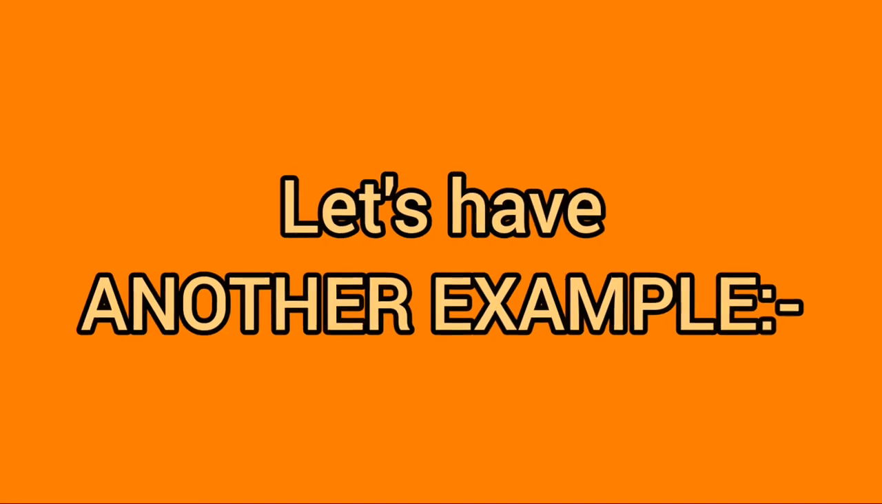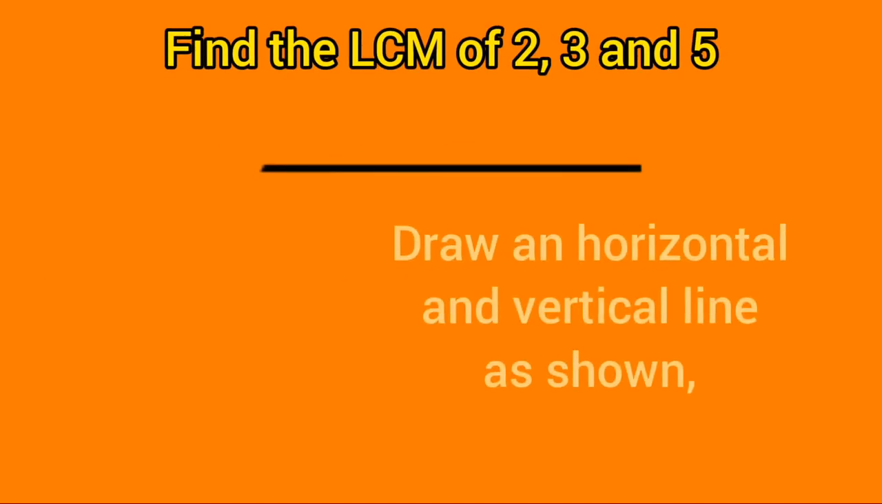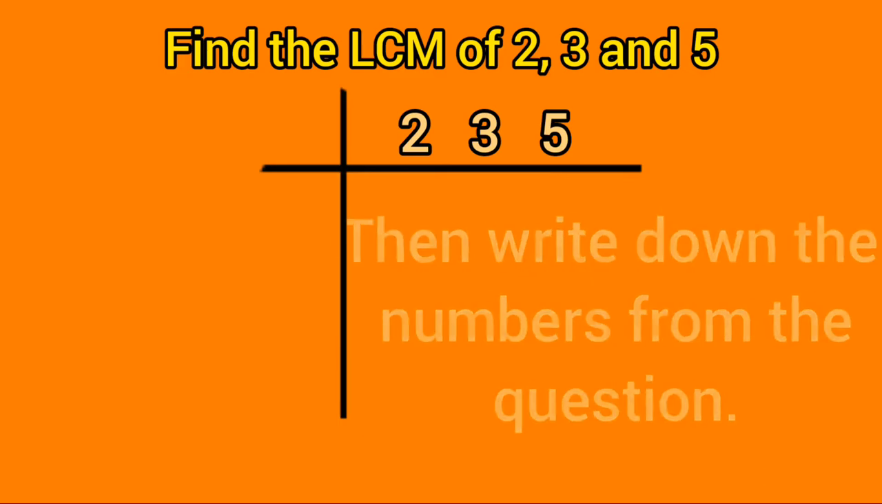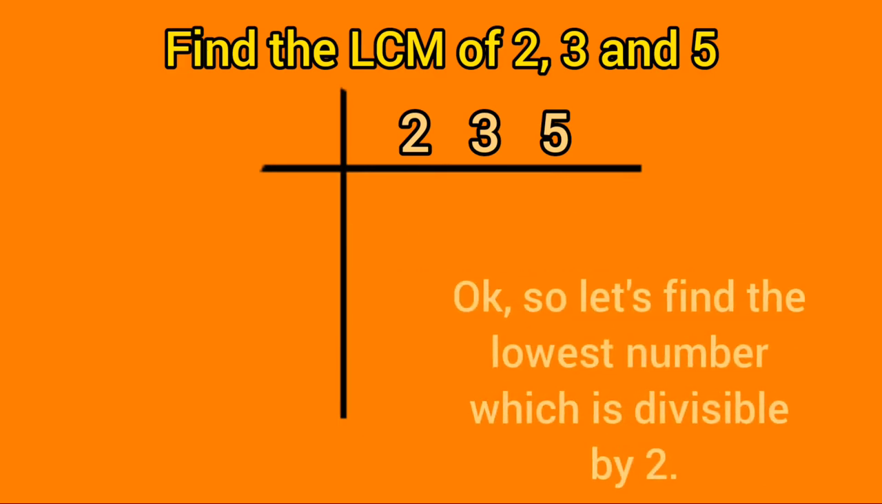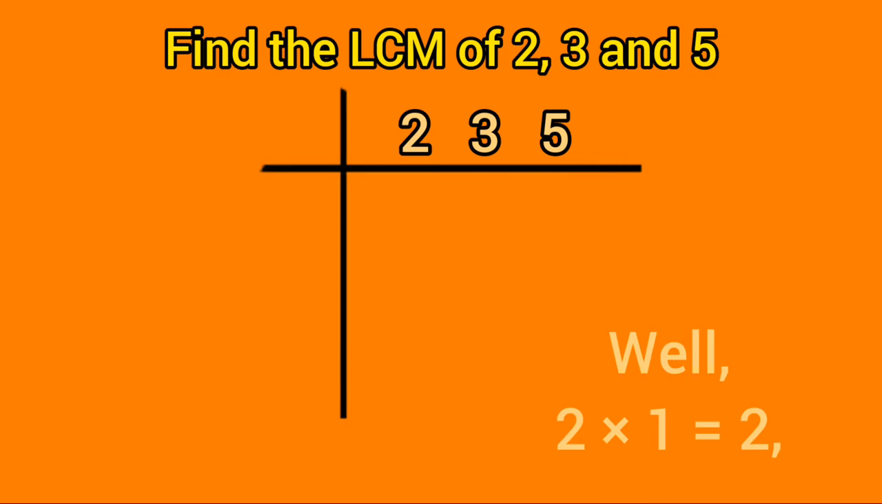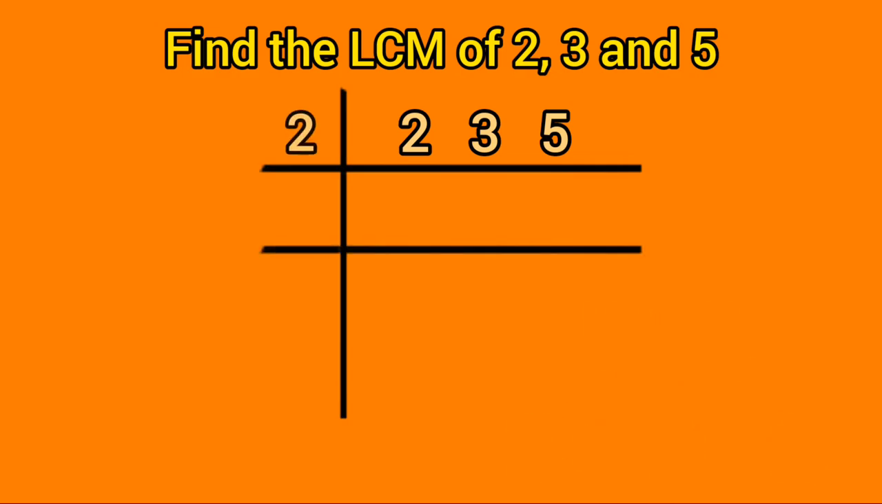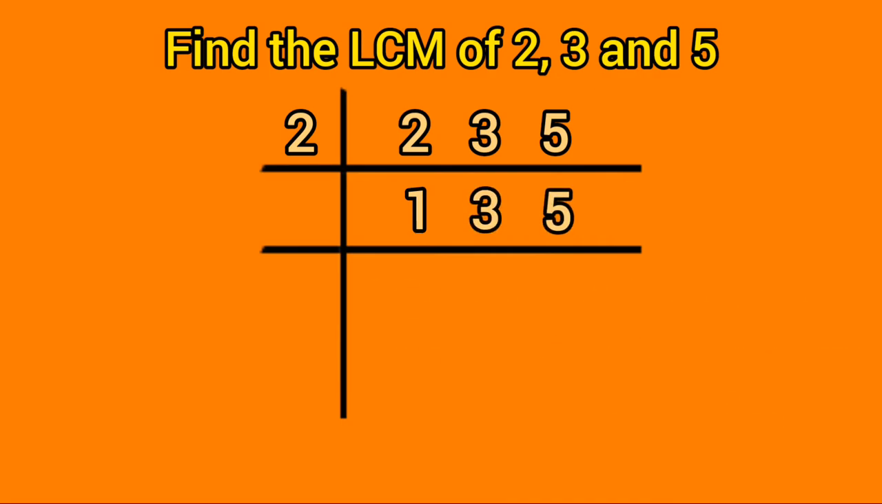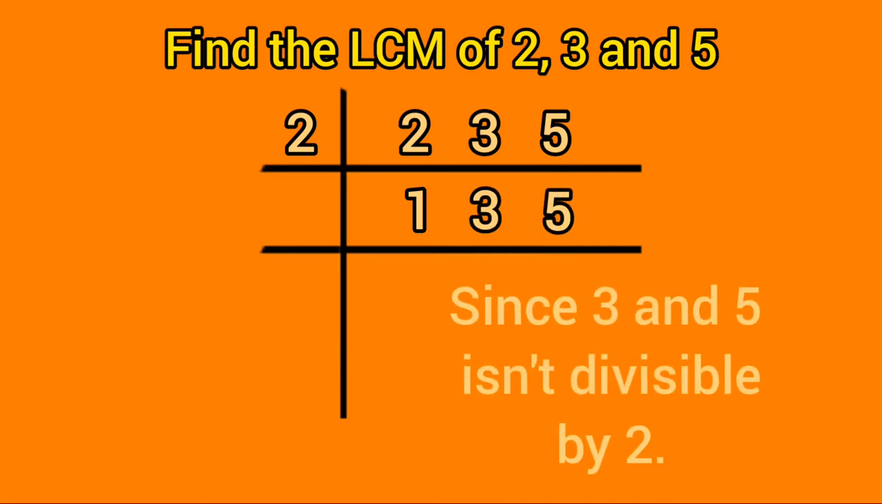Let's have another example. Find the LCM of 2, 3 and 5. So draw a horizontal and then a vertical line as shown. Then write down the numbers from the question. Okay, so let's find the lowest number which is divisible by 2. Well, 2 into 1 is equal to 2. So write 2 here and 1 below. Keep the rest, which is 3 and 5, as it is, since 3 and 5 are indivisible by 2.